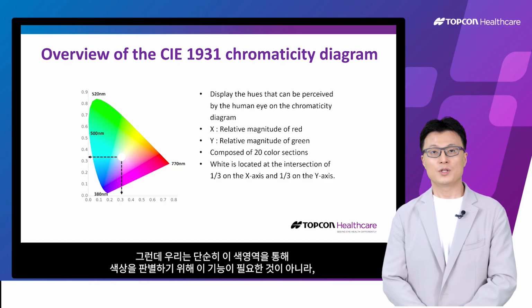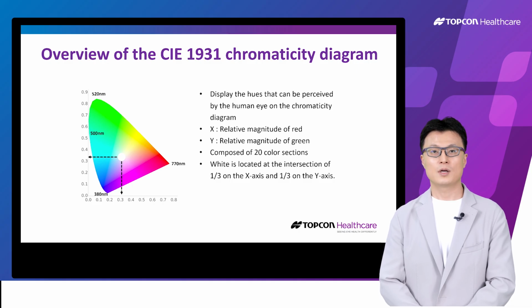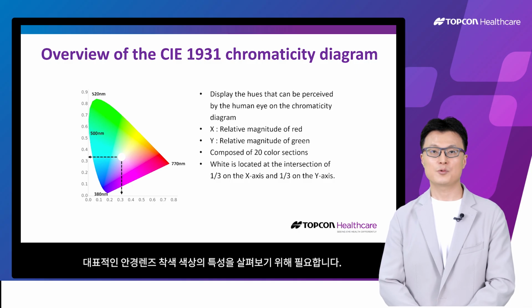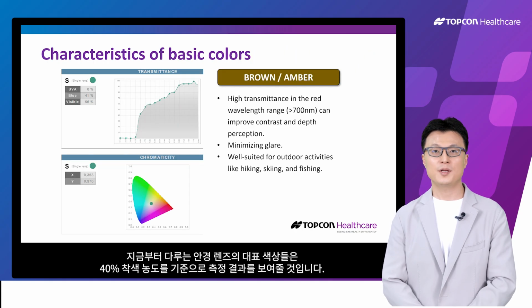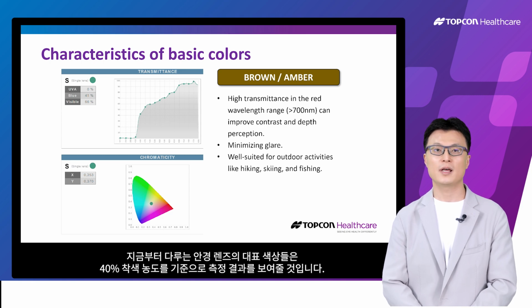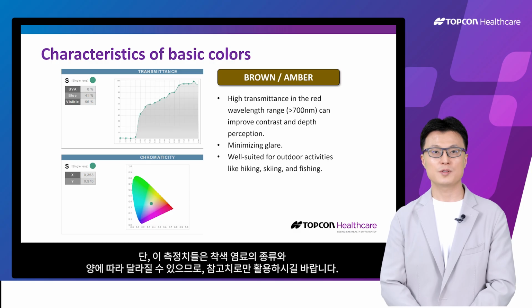Yet, we don't just need these color gamut features to identify colors. We also need to examine the characteristics of typical tinted spectacle lens colors. From here on, we'll be looking at sample results for representative spectacle lens colors, all measured at a 40% tint concentration. Please note that these measurements can vary depending on the type and amount of dye used, so treat them as a general reference rather than absolute values.